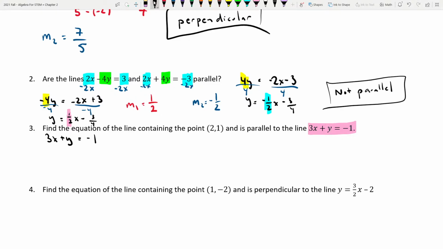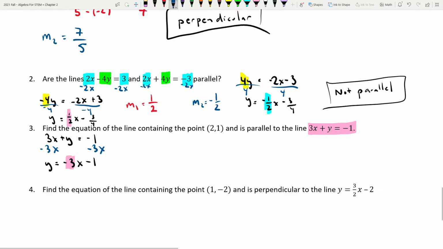To find the slope, I'll put it in slope-intercept form. That is, solve for y. Everything with a y I want on one side, everything without I want on the other. So this 3x, I'm going to move to the other side by subtracting 3x, leaving y = -3x - 1. What I'm looking for is this number here. So I know the slope of the red line is -3.